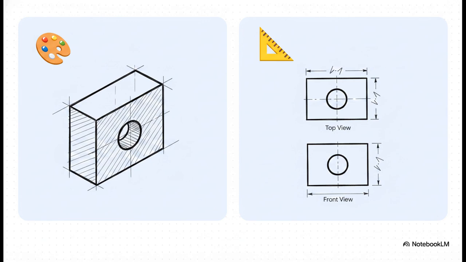I mean, a pictorial sketch, like the one on the left, is great for getting a quick idea of what something looks like, but you can't build anything from it. The method we just used, orthographic projection, creates the views on the right. They might not be as pretty, but they are dead-on precise. They give a manufacturer the exact dimensions and angles they need. This isn't just drawing, it's the language of how to make things.